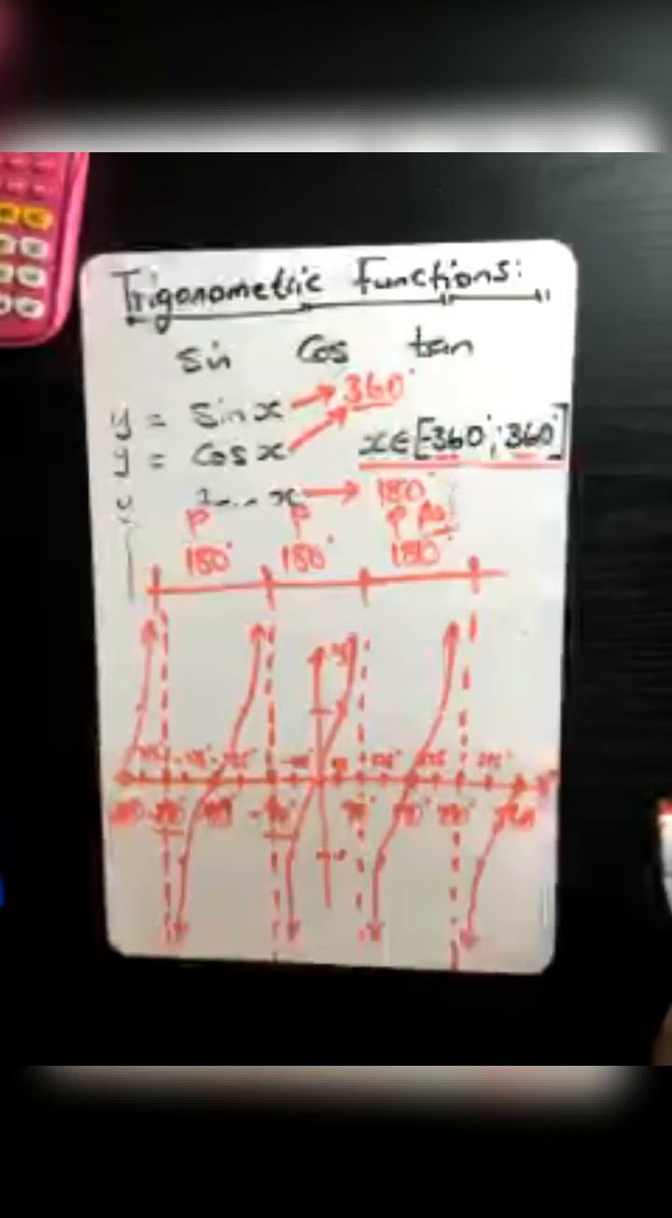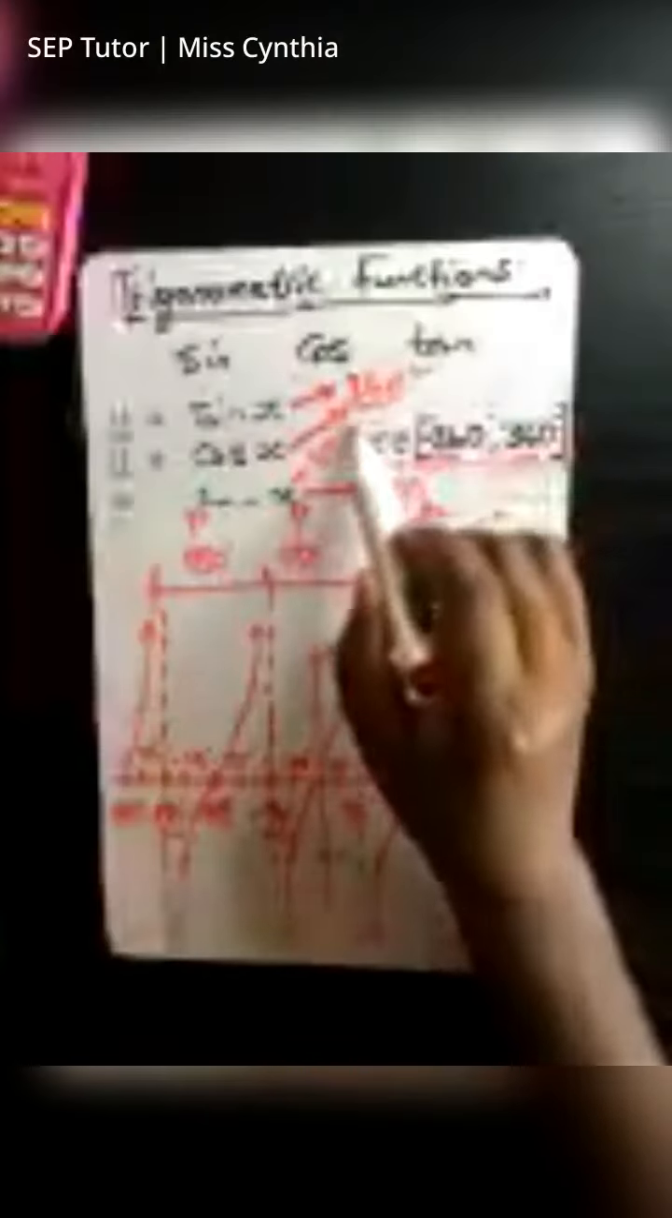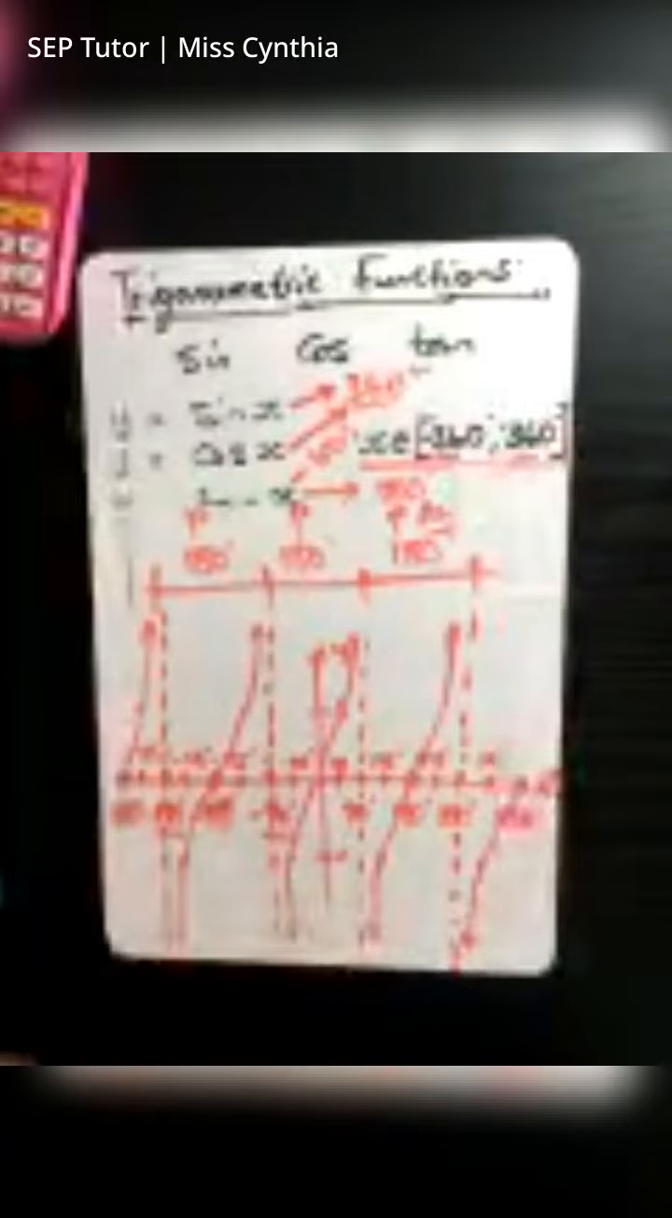Do you now understand what I meant by the period being 180 and also for 360 there? Does it make sense now? Yes, sir.